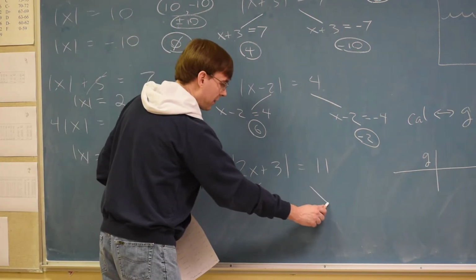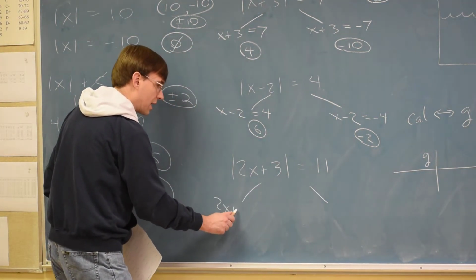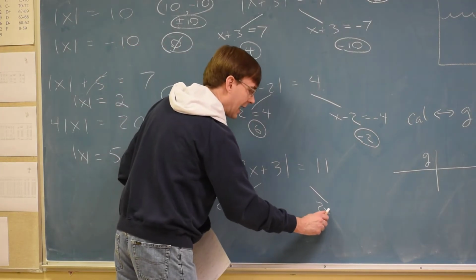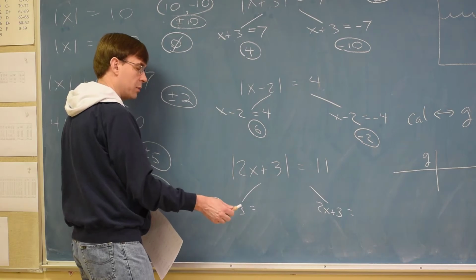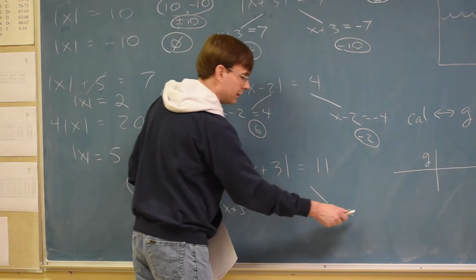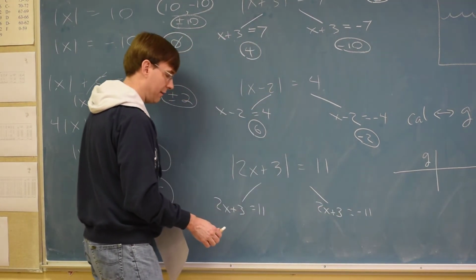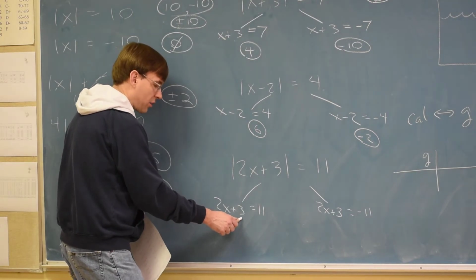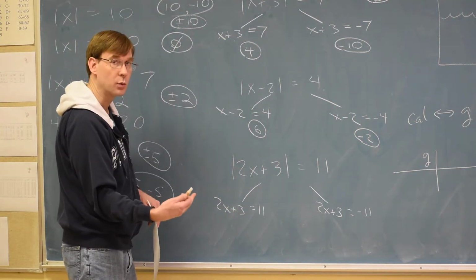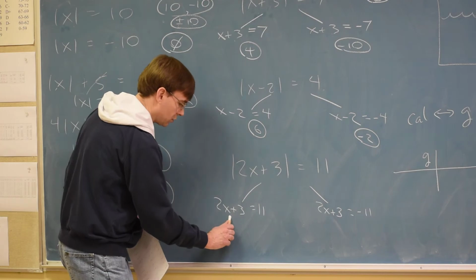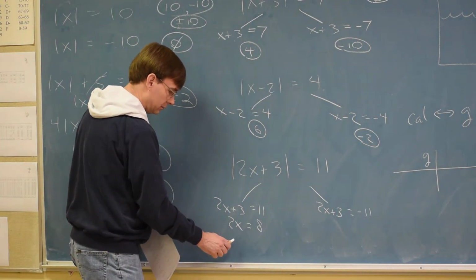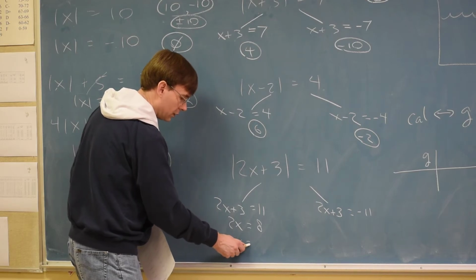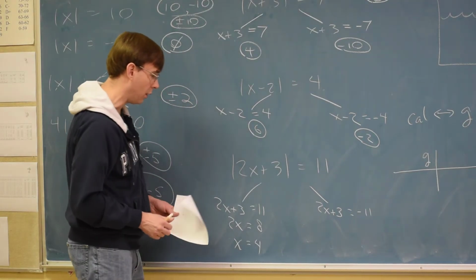Last one, same kind of thing. Again, copy the 2x plus 3 twice, exactly as it is, unchanged. The only difference to the two problems we're making, one has an 11, 1 has a negative 11. If we subtract 3 first, when we do our opposites, we add or subtract first. So if we subtract 3 first, 11 becomes 8. Divide by 2, the 8 would become a 4.